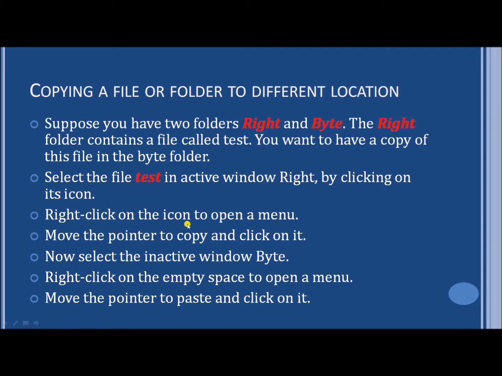Right click on the icon to open a menu. I will move my cursor pointer to the test file and right click on it. Move the pointer to Copy and click on it. When I right click on the test file, a menu will appear, and in that menu there will be the option of Copy. What we have to do is click on Copy.